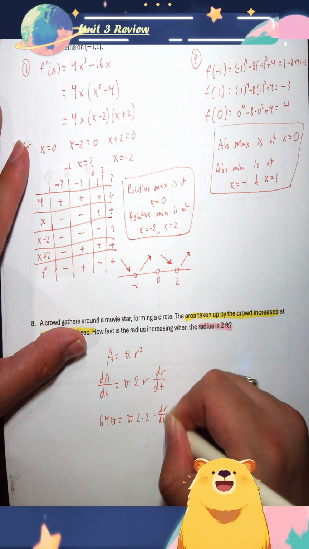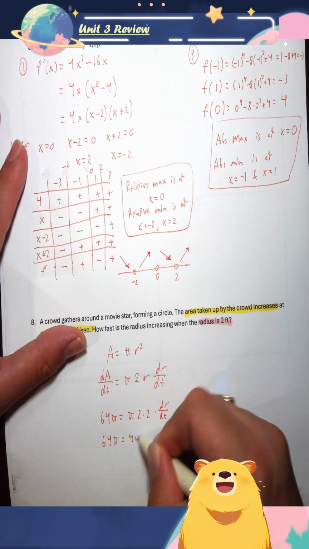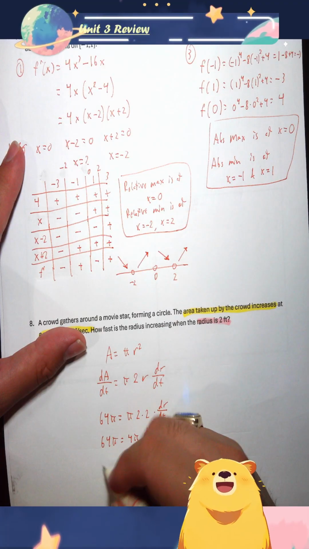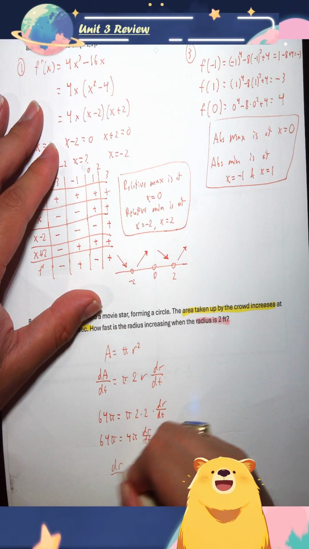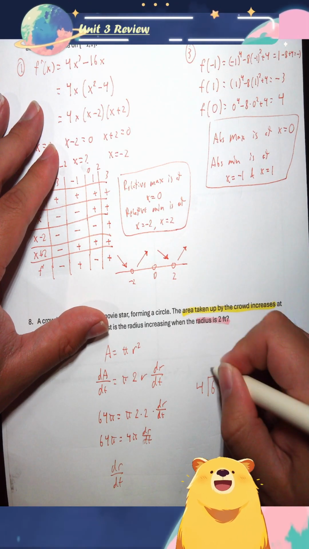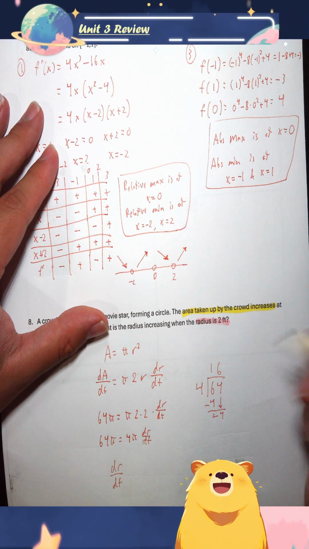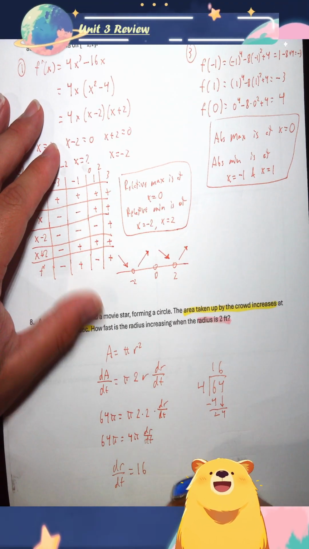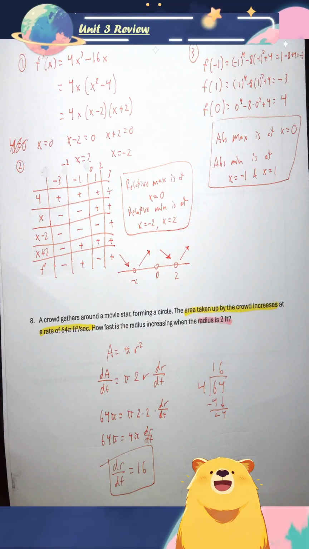Okay, so this is kind of straightforward. 64 pi equals 4 pi dr dt. We can just divide by 4 pi. dr over dt is 64 pi divided by 4 pi, which is 16. So it's going to be 16 feet per second. All right. That's pretty much it for this one.